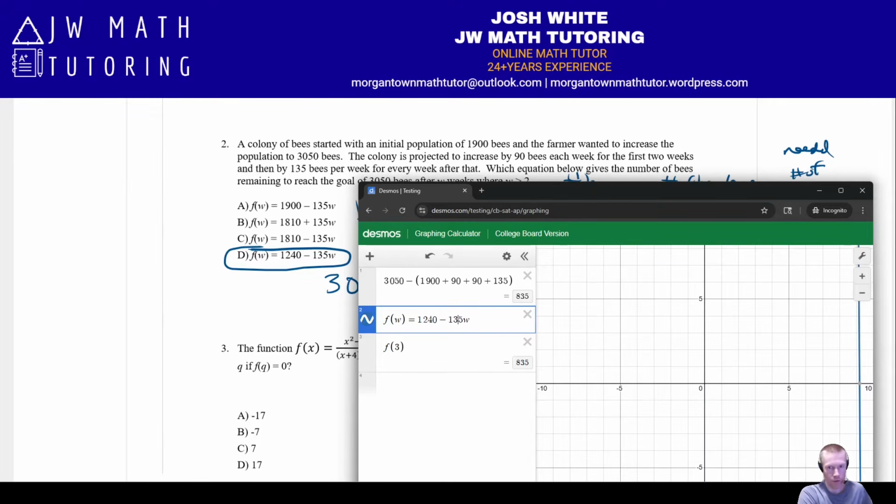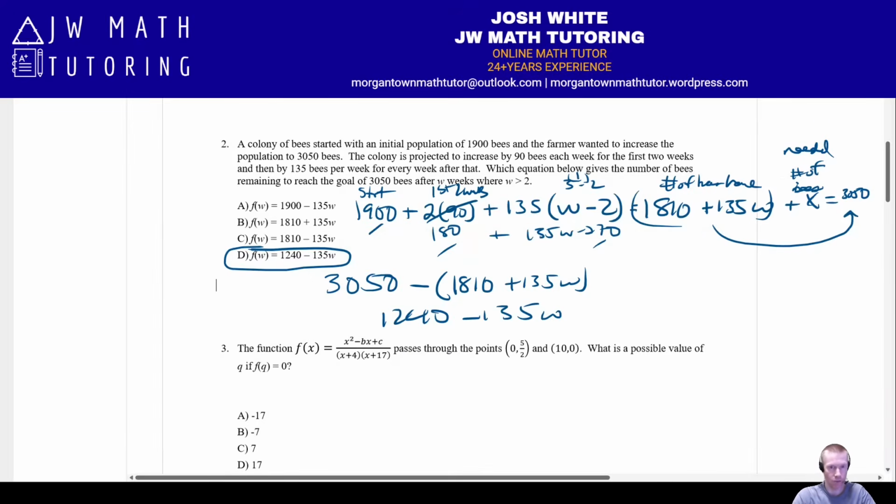All right, let's check D. 1240 minus 135W. What do I get when I plug 3 in? Right here, 835. That matches the number of bees that I would expect based on doing the calculation manually without a formula. Therefore, using back solving, I have shown that the correct answer is the letter D.